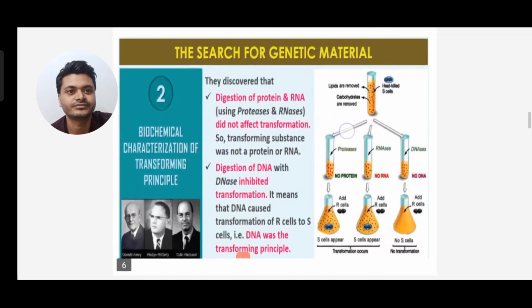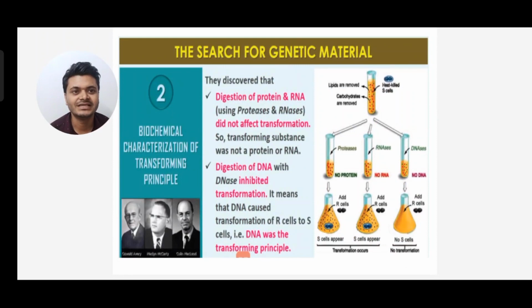They discovered that the digestion of protein and RNA, using protease and RNase, did not affect transformation. So the transforming substance was not protein or RNA, but the digestion of DNA with DNase inhibited transformation. This means that DNA caused transformation of R cells to S cells, that is, DNA was the transforming principle. When DNase was added, no transformation was seen, so they said that DNA is only responsible.